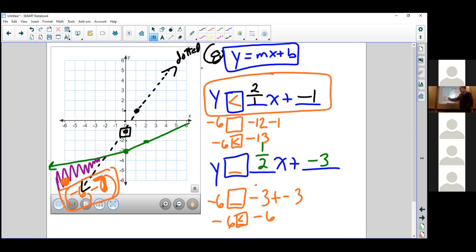-6, -7 is down here. Plug that in. Actually, I'm going to pick -8 just because I have a half. So -6, -8. Half of -6 is -3, plus -3 is -6. Is -8 less than -6, or is it greater than? It happens to be less than. So this answer would be less than or equal to.